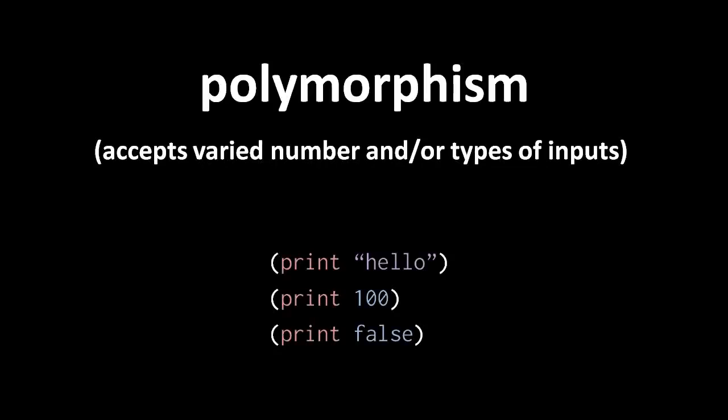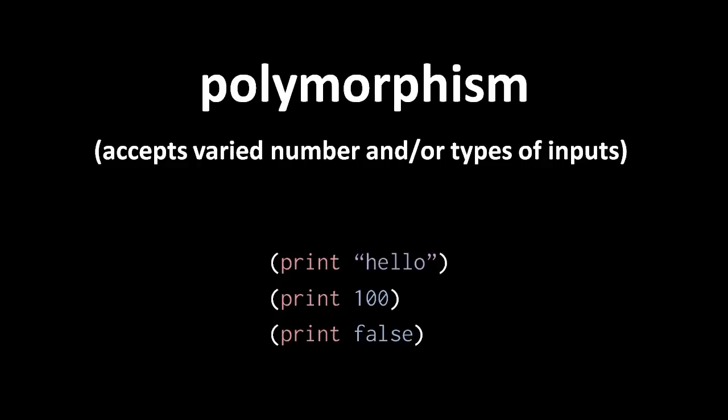In programming, the term polymorphism refers to the ability of an operation or function to accept a varied number of inputs and/or varied types of inputs, and possibly change its behavior in these different cases. So, for example, in Pidgin, the print operator is polymorphic in that it accepts different types of inputs. You can pass a string, a number, or a boolean, and whatever you pass, the print operator will print a text representation of that value on the console.